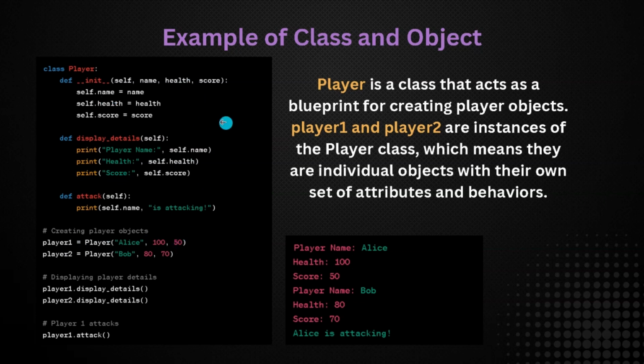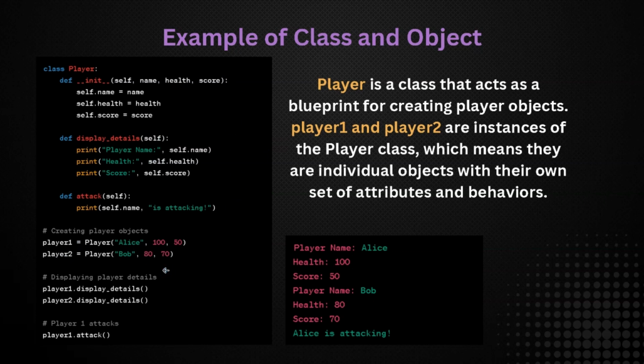So init has 4 parameters, but when I'm calling the player 1 object, I'm only passing 3 parameters, because at the back of this code, the 4th parameter is actually player 1. So this is just a method of writing it. Similarly, player 2 is my first parameter of init, which says that self is my player 2, and player 2's name is Bob, its health is 80, and its score is 70.